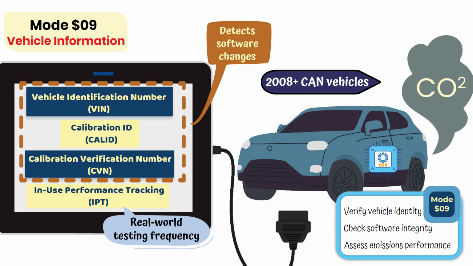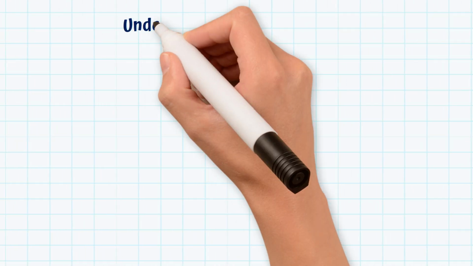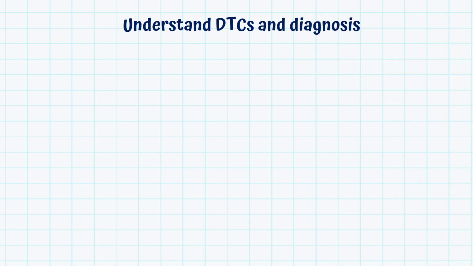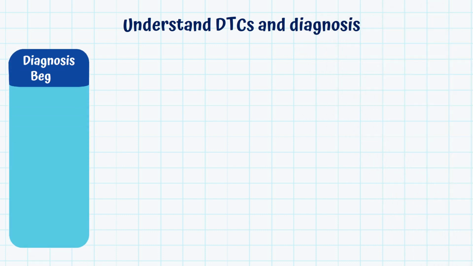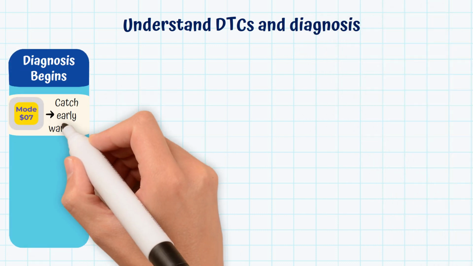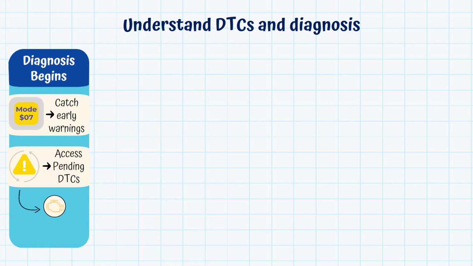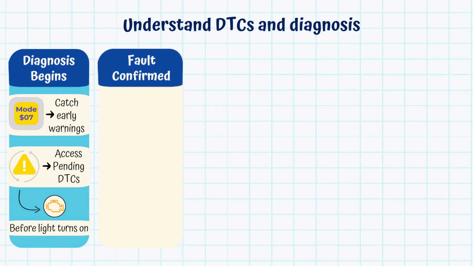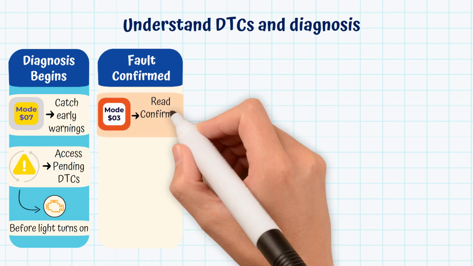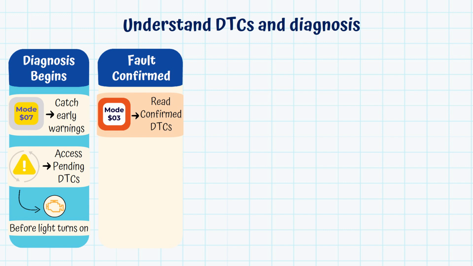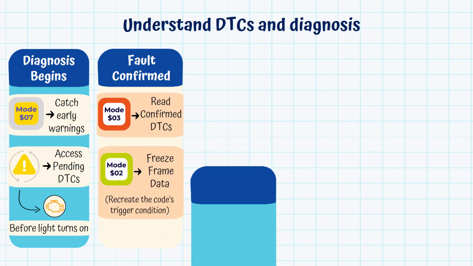Here's a step-by-step guide to help you use the 10 OBD II modes effectively for a complete diagnostic process. First, understand DTCs and diagnosis. The diagnostic process begins by using Mode 7 to catch early warnings, accessing pending DTCs before the check engine light turns on. Once a fault is confirmed, use Mode 3 to read the confirmed DTCs, and immediately follow with Mode 2 to retrieve the freeze frame data to recreate the issue.